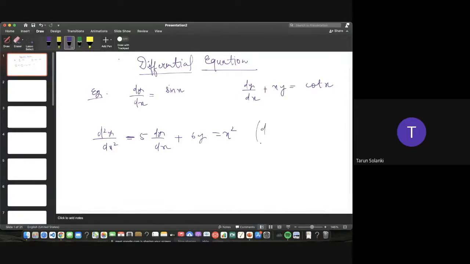Similarly, (d square y upon dx square) whole square plus x square into (dy by dx) cube is equal to 0. And similarly, we can take d square y upon dx square plus (1 plus (dy by dx) square) to the power 3 by 2 is equal to 0 also. So these are some examples of a differential equation. You can copy this.